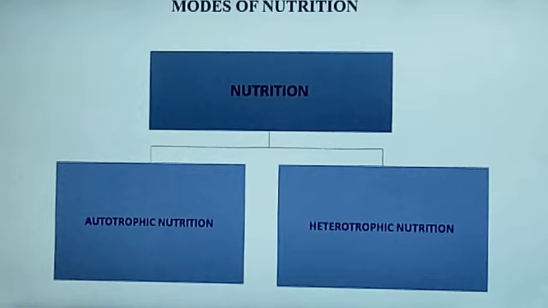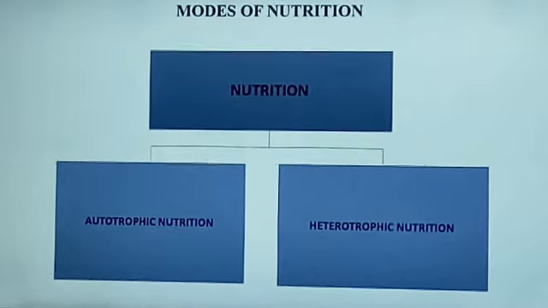Autotrophic means self formation. The organisms which can prepare their own food by themselves perform autotrophic nutrition. On the other hand, hetero means others. The organisms which are dependent on other organisms or plants for their nutrition perform the heterotrophic mode of nutrition. In this video, we will discuss the autotrophic mode of nutrition in detail, and the heterotrophic mode of nutrition will be discussed in the second part of this video. So let's discuss autotrophic nutrition.